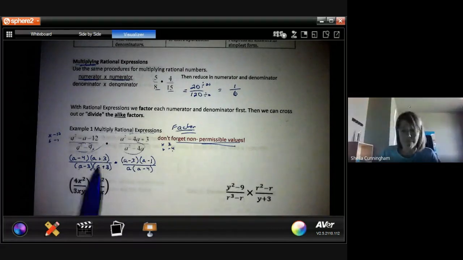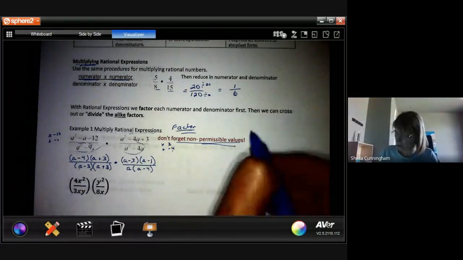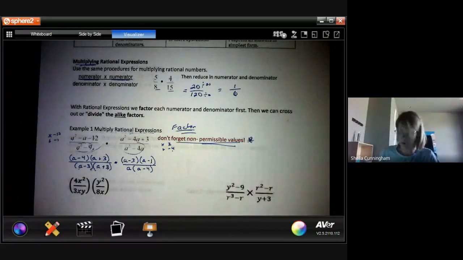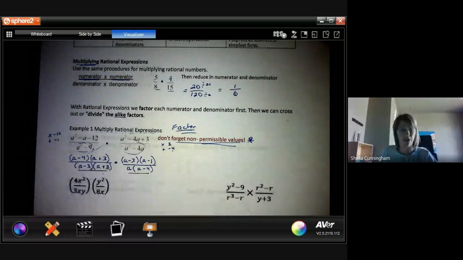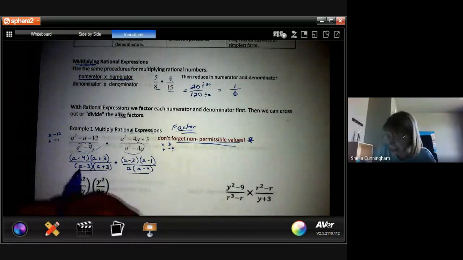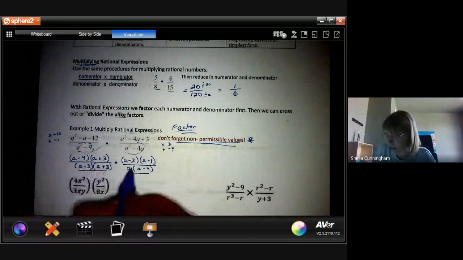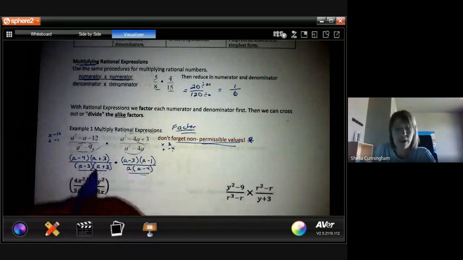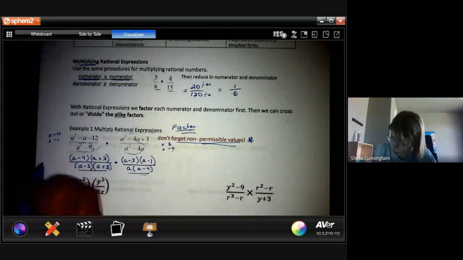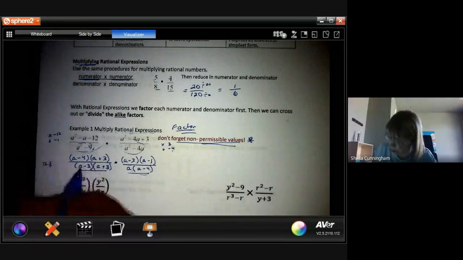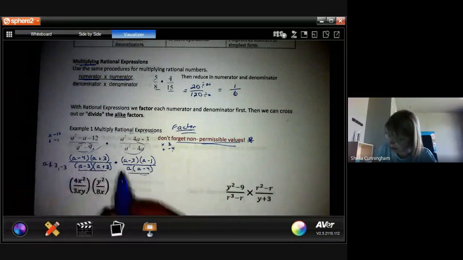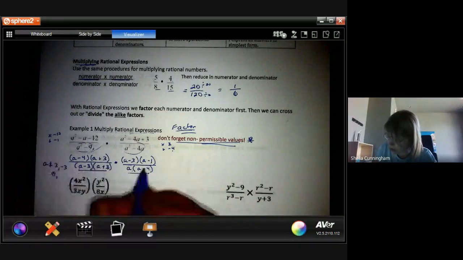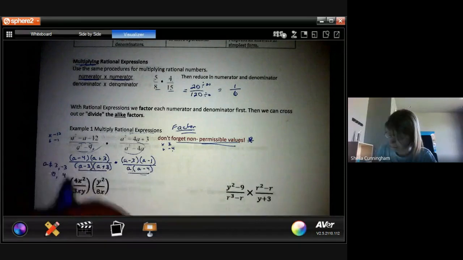Okay, once you have factored, now you can address those non-permissible values. So that means I'm going to look down here in my denominators and all of my non-permissibles. In this case, I'm essentially taking each of your binomials, or each of your factors, and setting them equal to 0. So this would mean that a couldn't equal 3. It couldn't equal negative 3. It couldn't equal 0. And it couldn't equal 4.